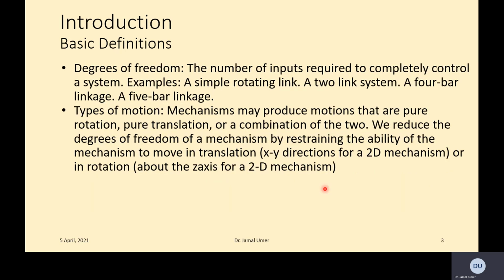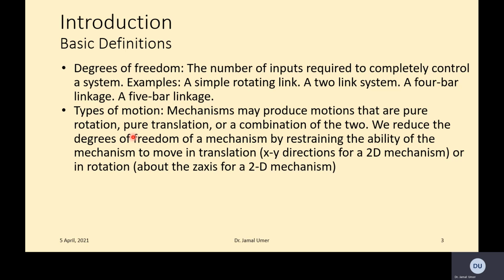All right, the next is degree of freedom. I'm quite sure you would have used this word quite frequently. Here is a little bit of further explanation: the number of inputs required to completely control a system. If there is a system you want to explain or define, the number of those defined inputs will give us the degree of freedom. For example, a simple rotating link, a two-link system, a 4-bar linkage, a 5-bar linkage. These are basically examples of mechanisms, right?